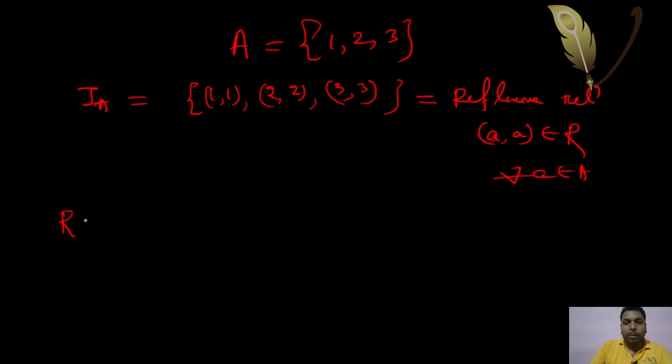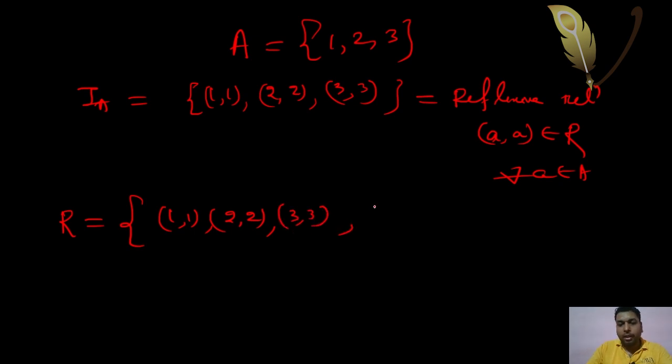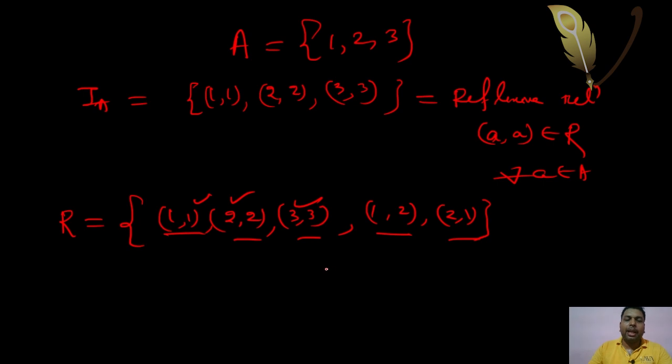Now, suppose we have a relation like this: (1,1), (2,2), (3,3), (1,2), (2,1). Since (1,1), (2,2), (3,3) all are present here, except that we have an extra element, that relation is a reflexive relation. It is a reflexive relation, but it is not identity.